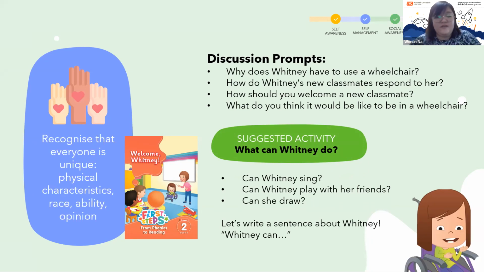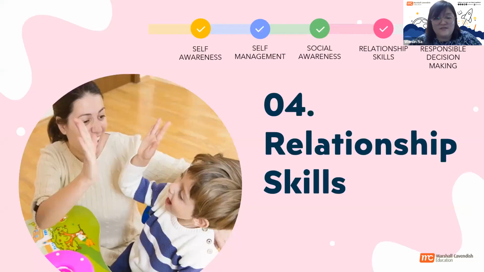So, we can consider what other things Whitney can do. Can Whitney sing? Can Whitney play with her friends? Can she draw? As students start to answer those questions, they will realize, actually, I'm not too different from Whitney. They will soon realize that there are so many similarities between someone who has a disability and someone who is supposedly normal. So they'll say, this is actually not a big issue. I can still hang out and be friends with people, with my friends. All right, so this is what we have for social awareness.